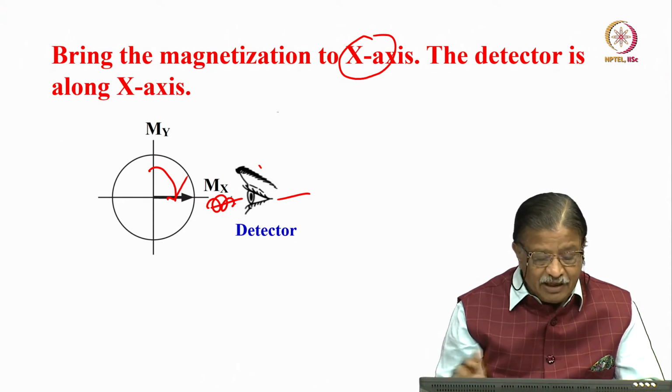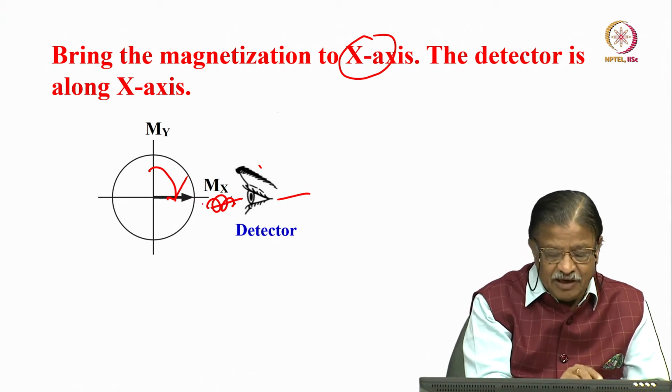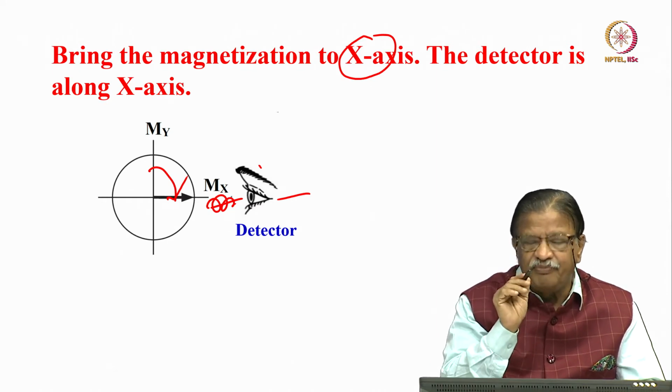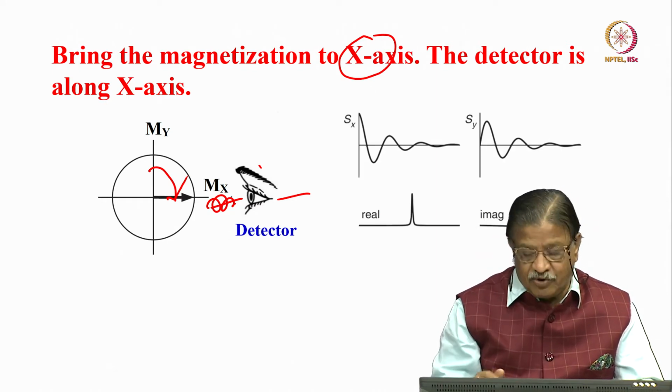What is happening here? My receiver is here. Magnetization is also along the same axis. What should I get? I told you, you must get an absorptive mode signal.